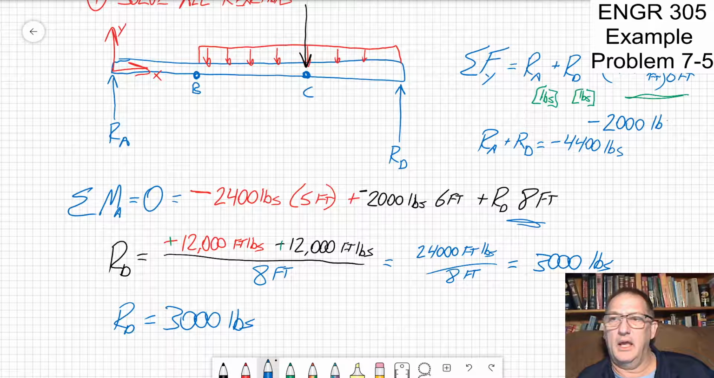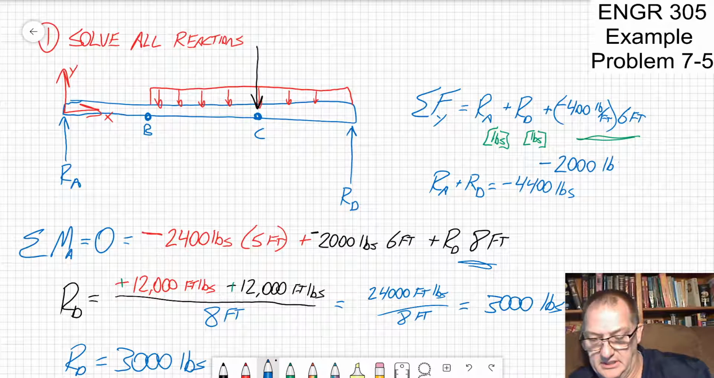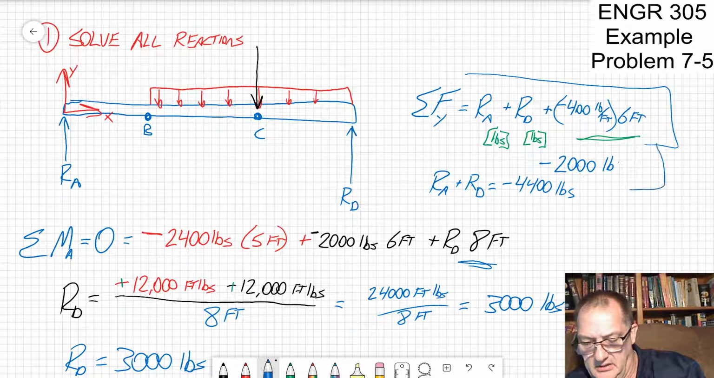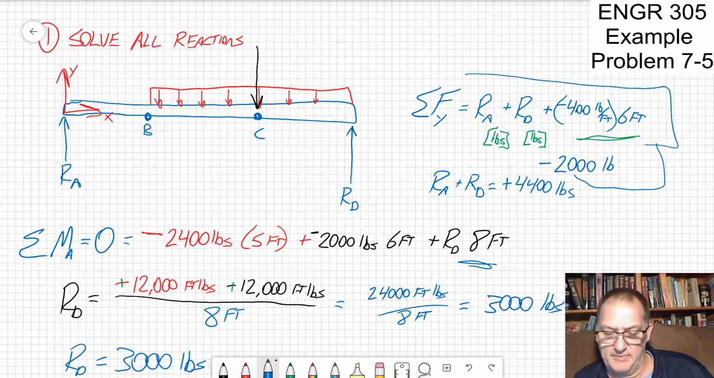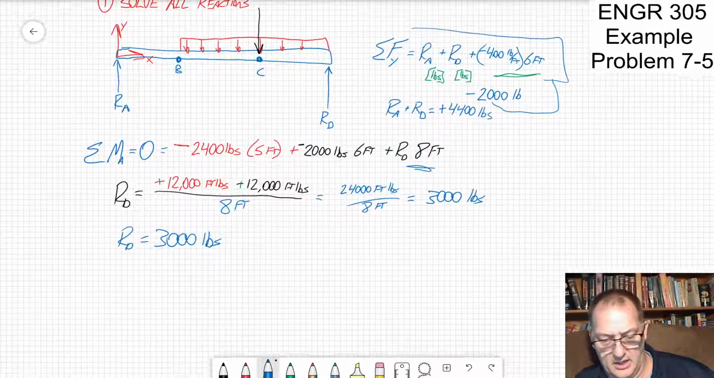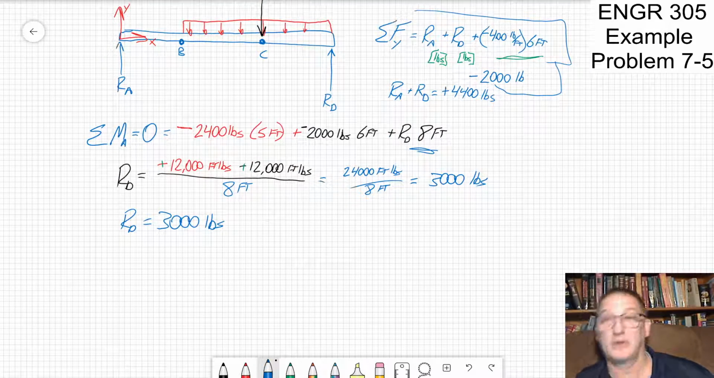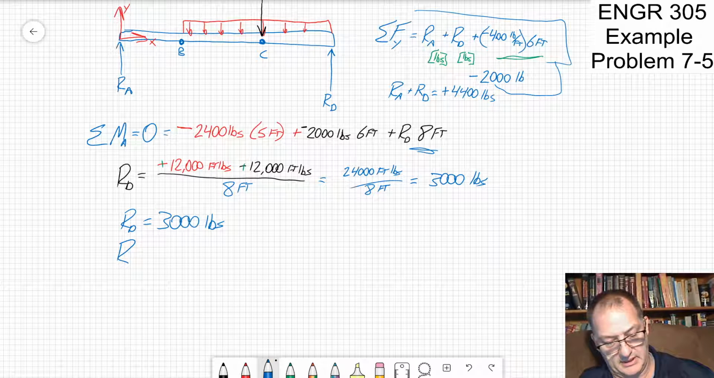And RA plus RD, oh, you know, if you look at that, we got to look at that up there again. See, look at that. RA plus RD, it's a positive 4,400. Who's my partner on that? It's like euchre, right? You count on your partner for one. Well, all right. RA plus RD is a positive 4,400 pounds. So that means that RA is equal to 1,400 pounds. Let me get that written down.